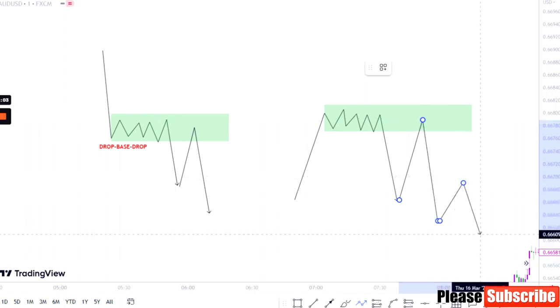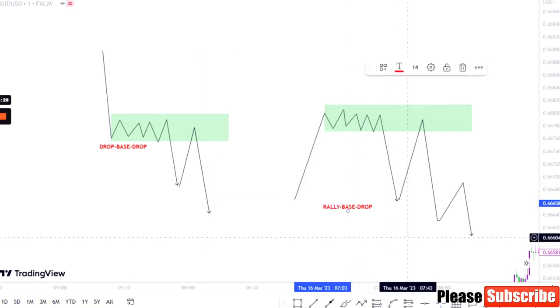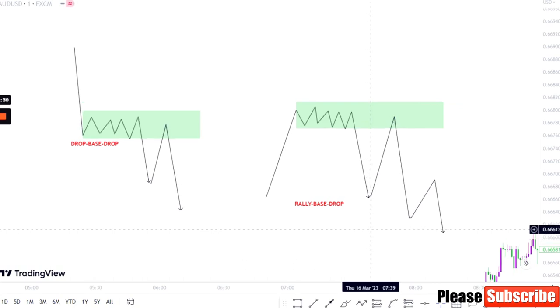Now without saying much, sorry, let me get that. And this is the rally base drop. You can write this down and note the differences. I'm going to be leaving a resource file too, so you guys can actually have a pictorial guide on how to identify it and get yourselves familiar with it. Now let's not waste too much time. Let's hop into the charts.